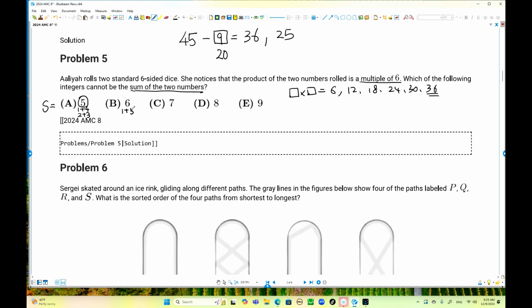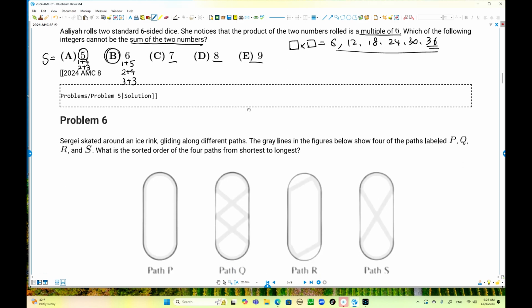What about number 6? 1 plus 5? 5 is not a multiple of 6. The next one, 2 plus 4, right? That is what? 8, right? 2 times 4 is 8, not a multiple of 6. The next one is what? 3 plus 3 is okay. 3 times 3 is what? 9, all right? So there's no multiple of 6 over here, right? Okay, that's the answer. You can continue to check, but we already found the answer. You don't have to check the next three, okay?